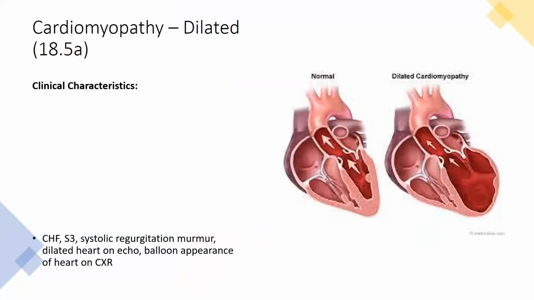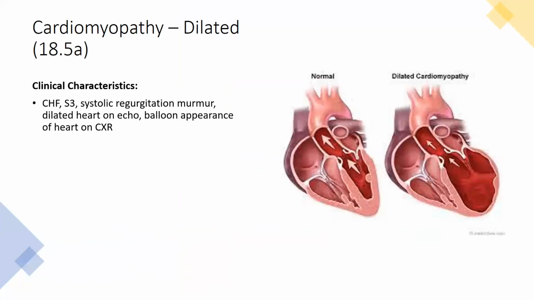So if we look here, some of the clinical characteristics, we can see things like congestive heart failure. We can hear an S3. We could have a murmur. You'll look at the heart on echo and it'll be dilated and look like a balloon. I think the most common thing they might ask about is the balloon-like appearance on chest x-ray, because that's probably the most pathognomonic type thing that you could see here.